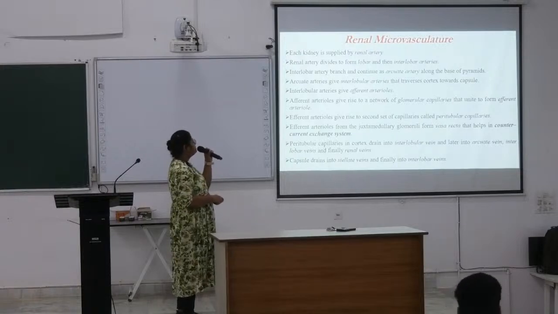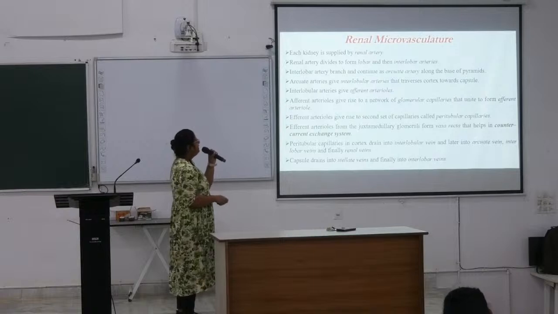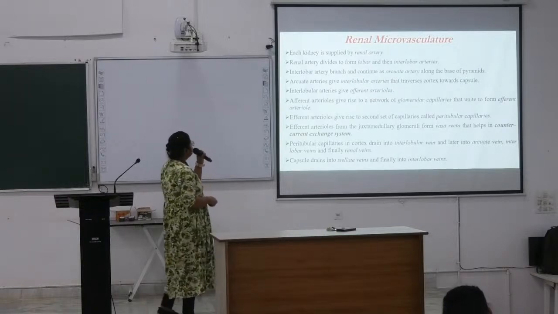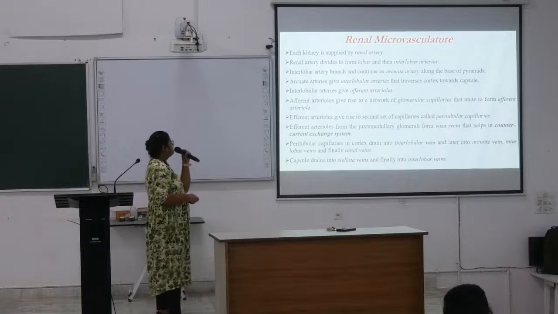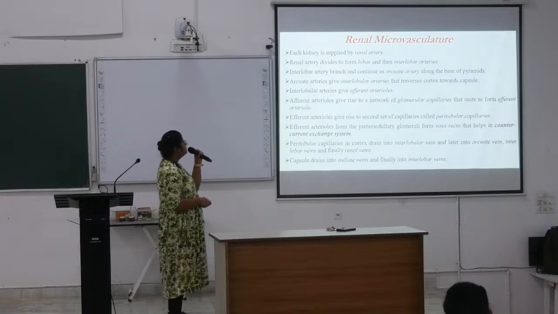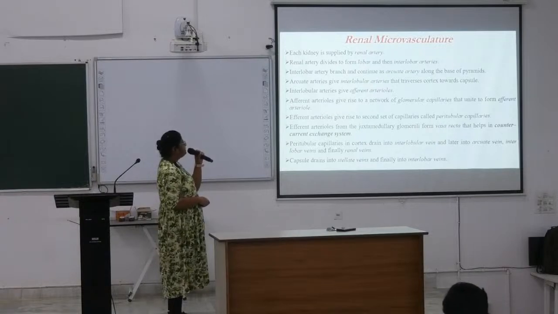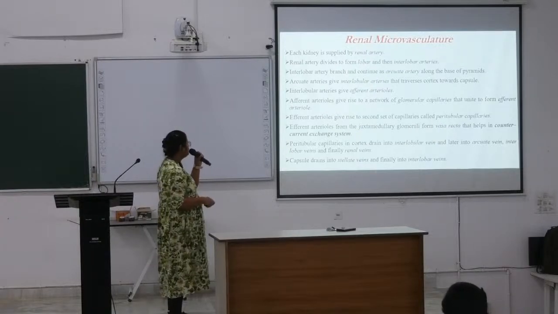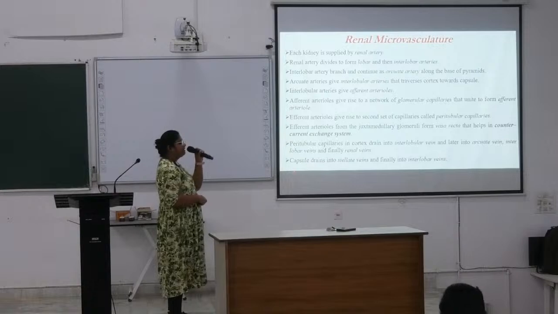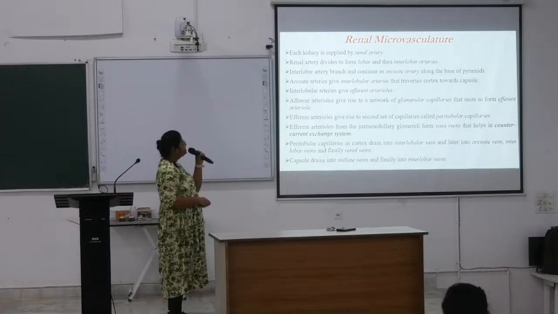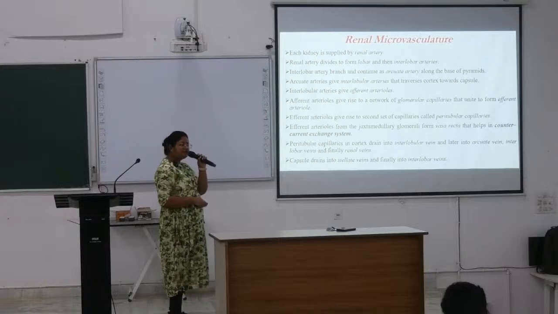Efferent arterioles from the juxtamedullary glomeruli form the vasa recta, and that helps in the countercurrent exchange system. Okay? And peritubular capillaries in the cortex drain into the interlobular vein and later into the arcuate vein, enter the lobar veins and finally into the renal veins. And the capsule of the kidney drains into stellate veins, finally into the interlobar veins.